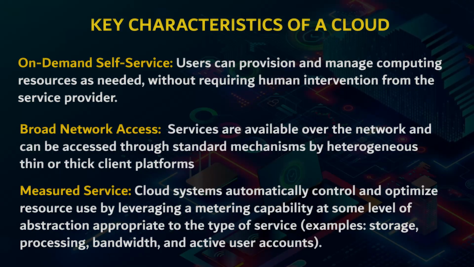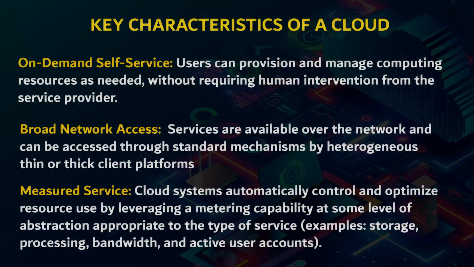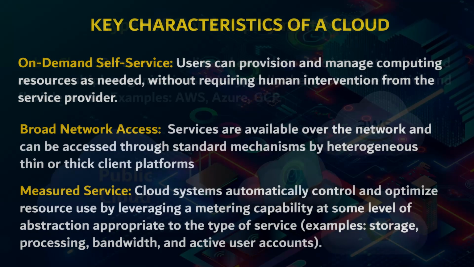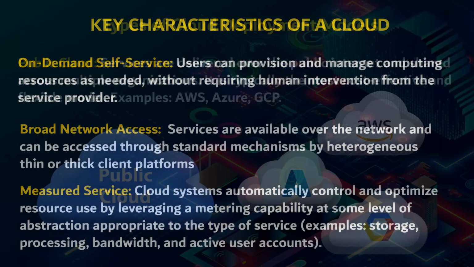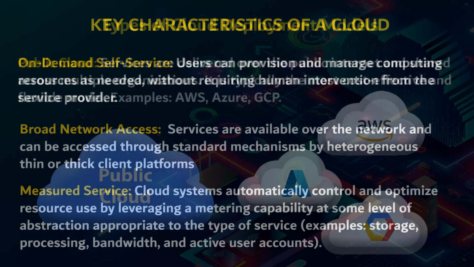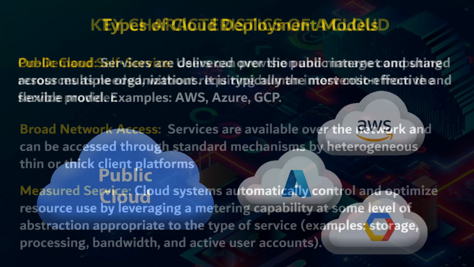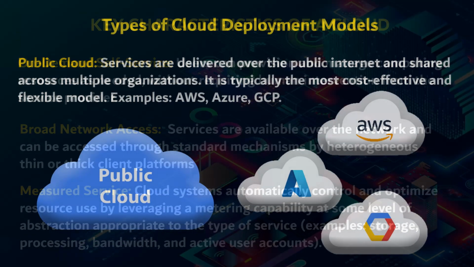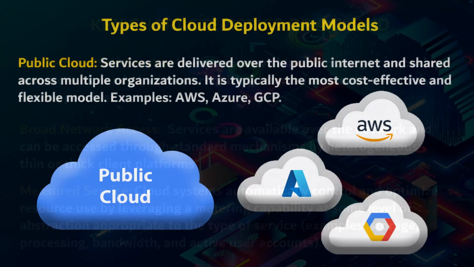Measured service. Cloud systems automatically control and optimize resource use by leveraging a metering capability at some level of abstraction appropriate to the type of service. Examples: storage, processing, bandwidth, and active user accounts. Resource usage can be monitored, controlled, and reported, providing transparency for both the provider and consumer of the utilized service.